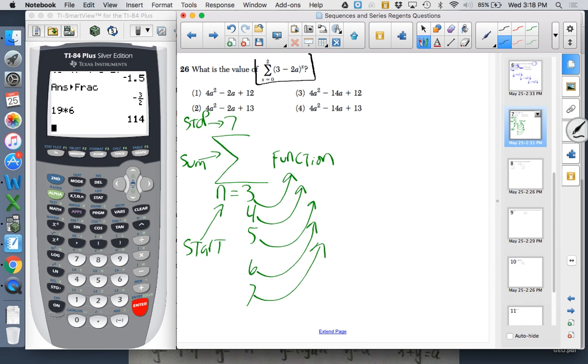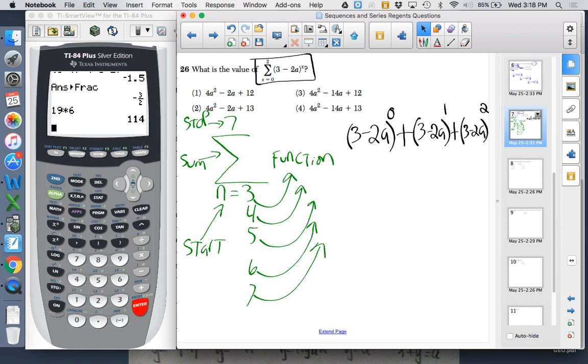Here is our sigma. We're going to start at 0. And 0, you can see, is going in for x. So we've got 3 minus 2a to the 0. Okay, that was easy. Plus, sigma means sum, 3 minus 2a to the first, plus 3 minus 2a to the second. And I stopped at 2 because the top number was 2.